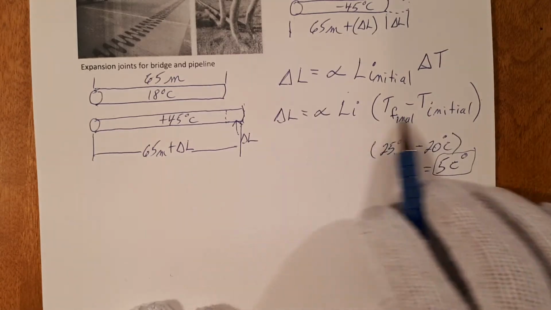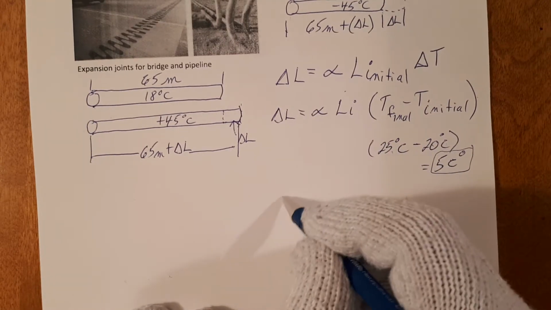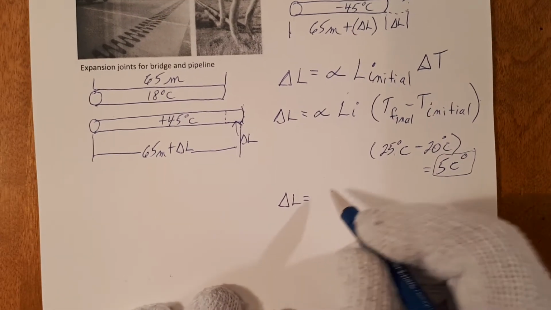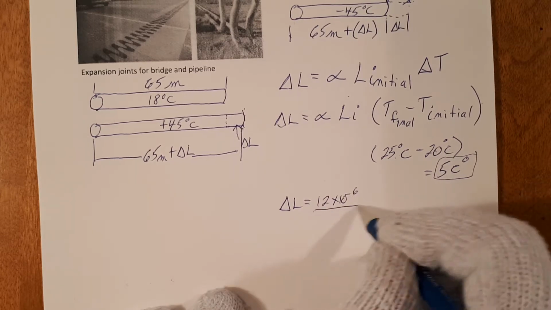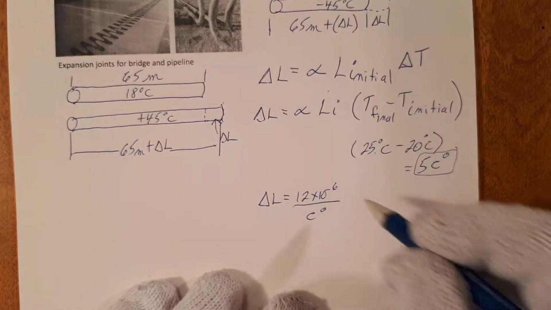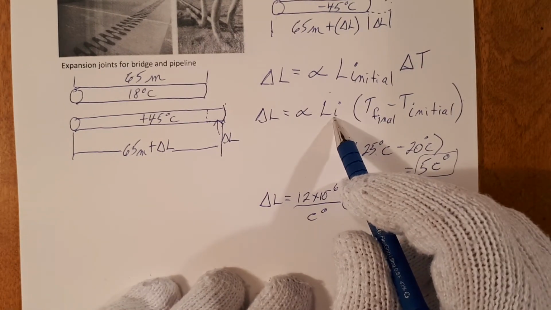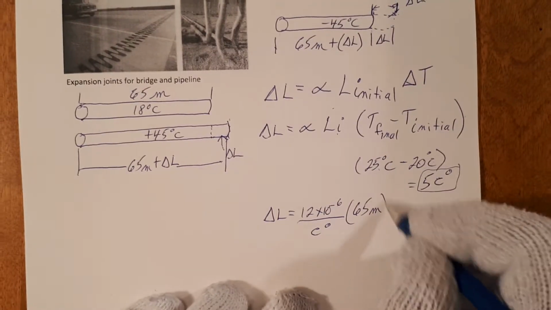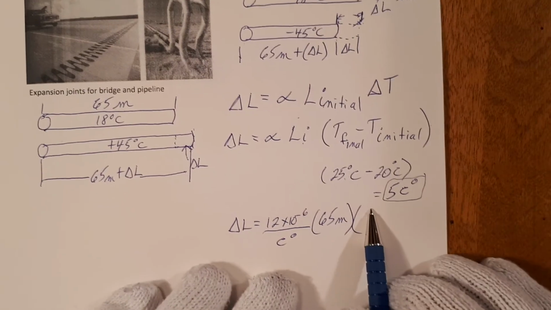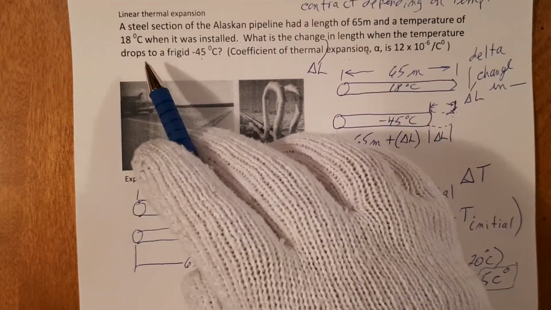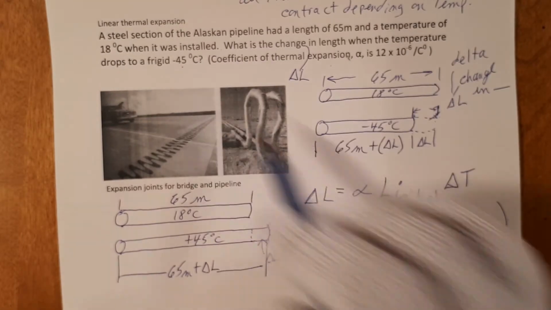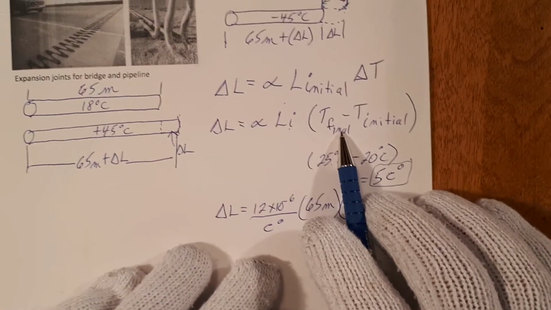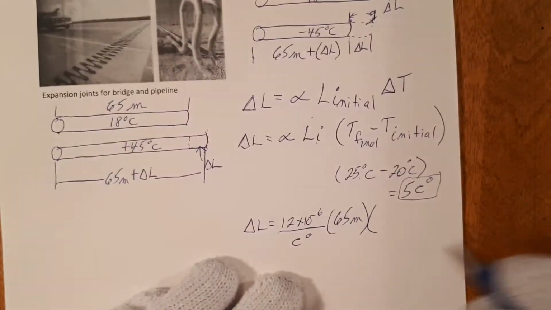So looking at our equation now and putting in the units, change in length is equal to alpha. Alpha, we'll put in some numbers as well: 12 times 10 to the minus 6 per Celsius degree. And the original length was given to us as 65 meters. And the two temperature changes: we're going to go from 18 degrees Celsius down to minus 45 degrees Celsius. So the final temperature we're going to go to is minus 45.